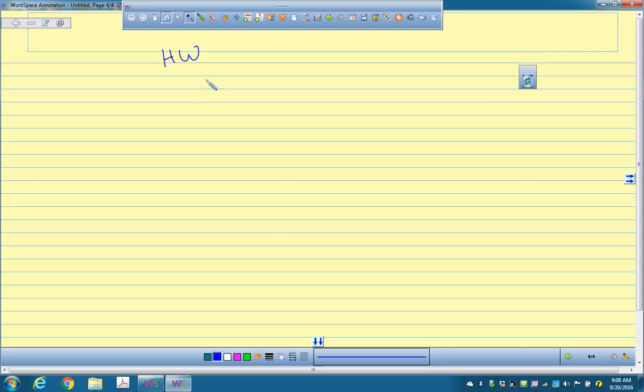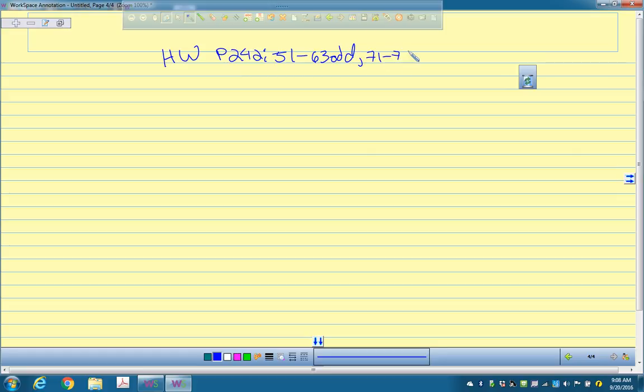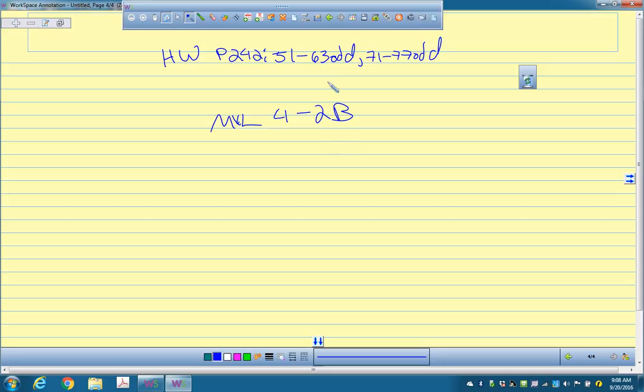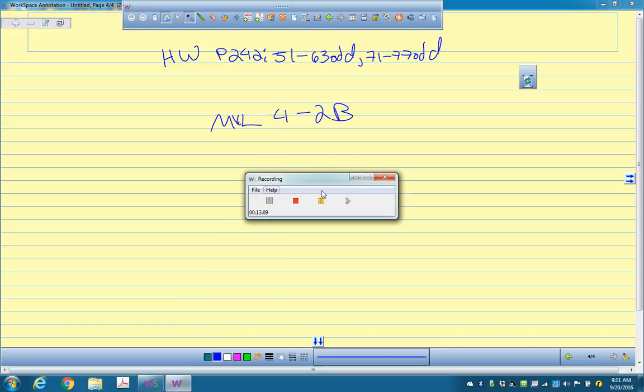Homework. Page 242, 51 through 63 odd, and then 71 through 77 odd, and then MXL 4-2B, I think it's called. So that's about 8 problems here, and about 8 problems there. Not that bad.